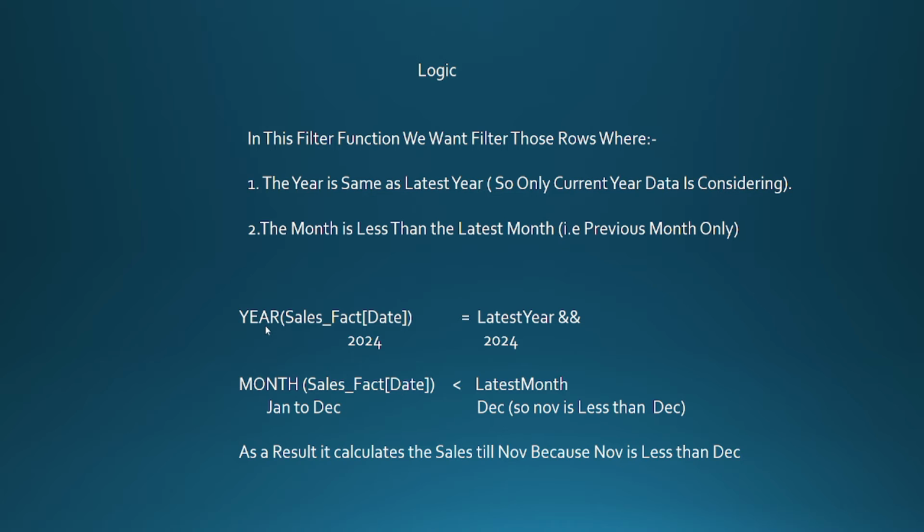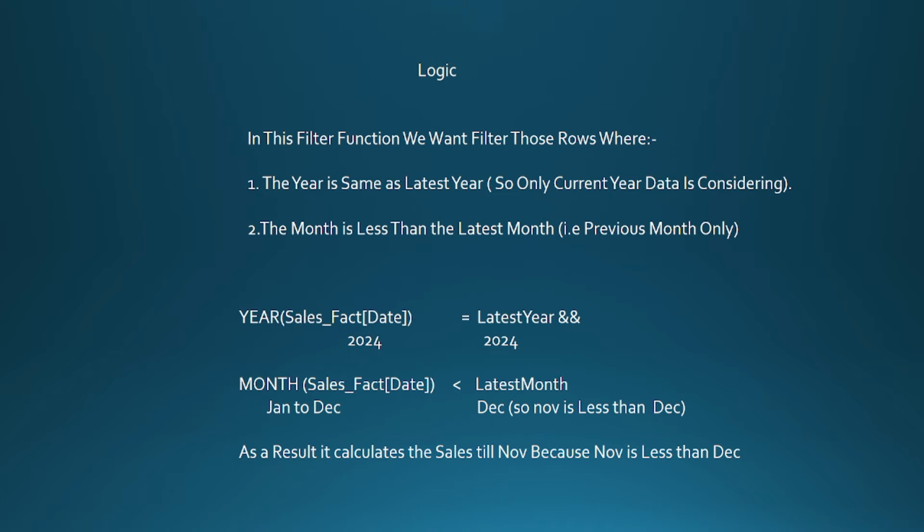Firstly, we need to take the YEAR function, where we take the date from the fact date table, which is equal to this latest year. That is the variable, guys, which we have declared here under the formula. In the next logic, we need to enter our month: the date month is less than the latest month. This is also a declared variable which we need to use here under the formula. As a result, it calculates the sales till November, because November is less than December.